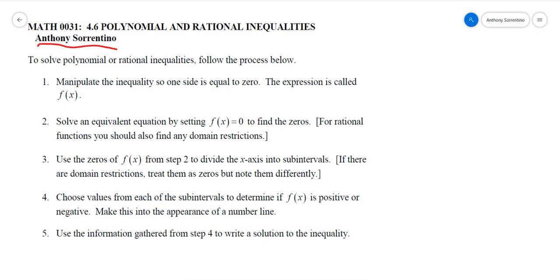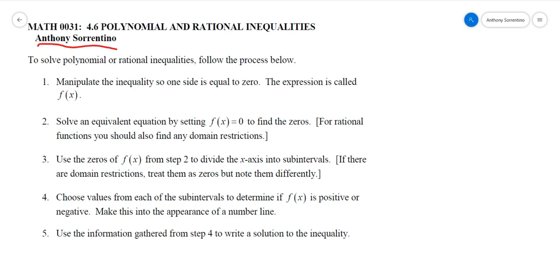Let's walk through it here. You're going to manipulate the inequality so one side is equal to 0. I mentioned that before. So you're going to move everything accordingly, and this is going to be known as f of x. This f of x can be a rational function, a polynomial function, whatever the case may be. You want to solve an equivalent equation by setting f of x equal to 0 and finding the zeros, which would be the solutions to the equation.